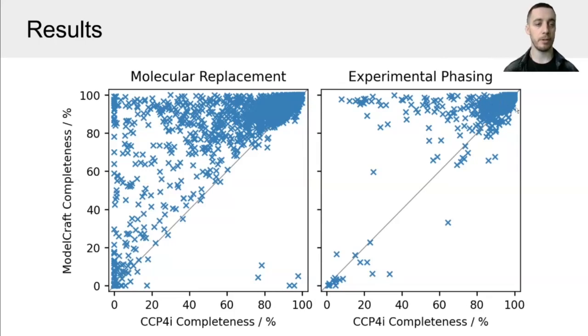Now, there are a lot of cases in both of these test sets in the top right, where it didn't really matter which pipeline you used, both pipelines produce very complete models. And there's also a lot of cases in the bottom left, or there's a few cases anyway, where neither pipeline managed to build a very complete model. But there's also quite a lot where CCP4I didn't produce a very complete model, but ModelCraft did do a lot better, sort of in the top left, which is good.